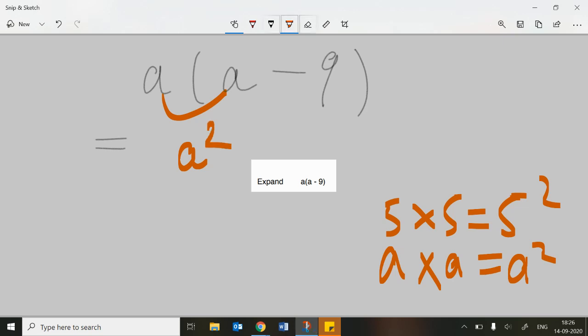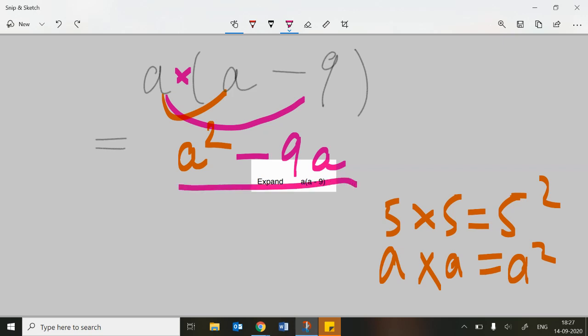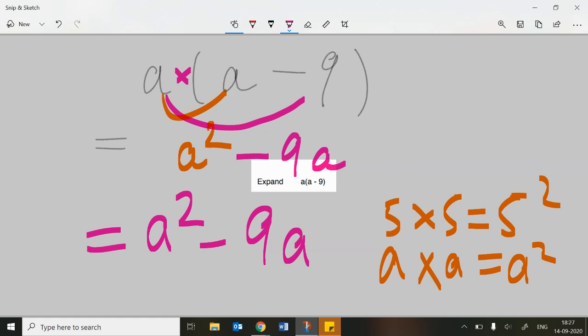But A squared, and then let's change color. Then we've got A times minus 9. Remember, there's a hidden times in there, and that's going to give us minus 9A. Again, there's a hidden times there as well. I'm just doing minus 9 times A there. Okay, and that's the final answer. That is done. We've got A squared minus 9A.